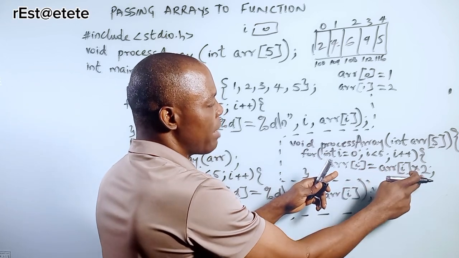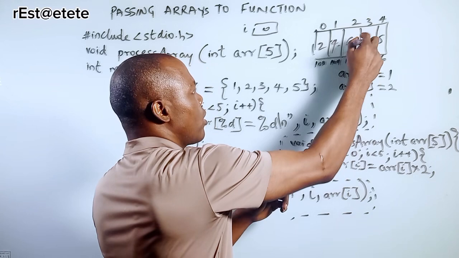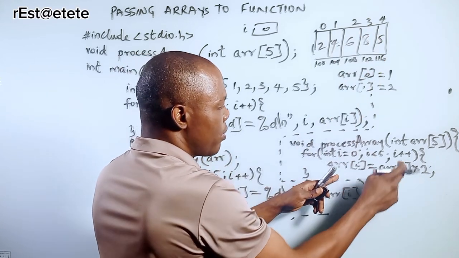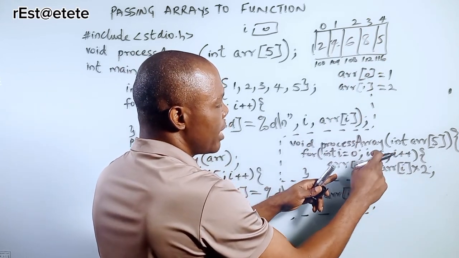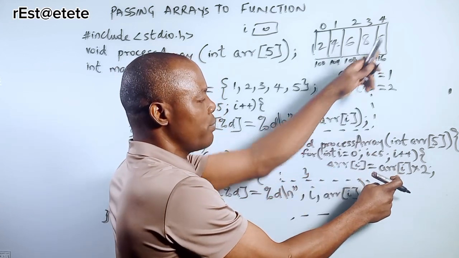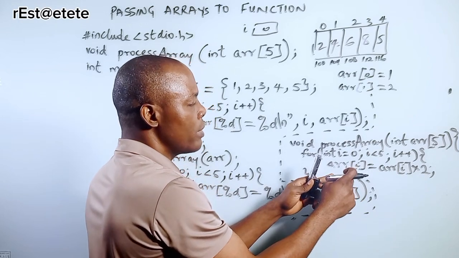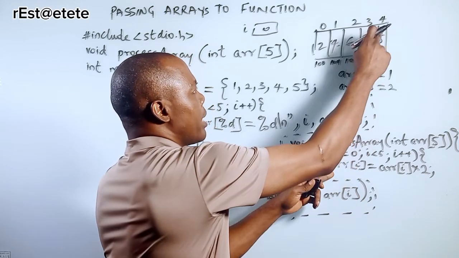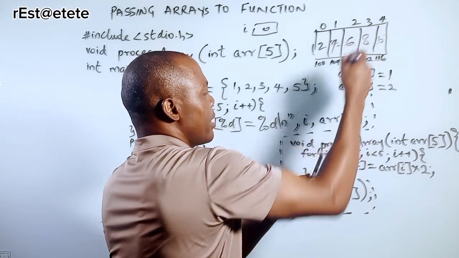Whatever I see there, multiply by 2, reassign to this. So this place will become 8. Then I will increment this to what? To 4. 4 less than 5, that is true. Then I will come in, I will multiply what I see there, which is 5, by 2, reassign it back to this place. And that will be what? 10. So that is 10.